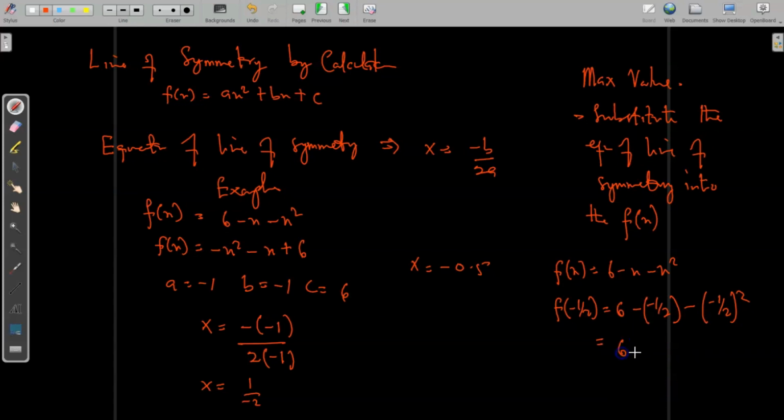I know you get something like 6 plus half, then minus 1 on 4. So please do the math for me, add and subtract, and tell me the answer, please. So 6.25. Please can you repeat it again? 6.25. So we are having 6.25.